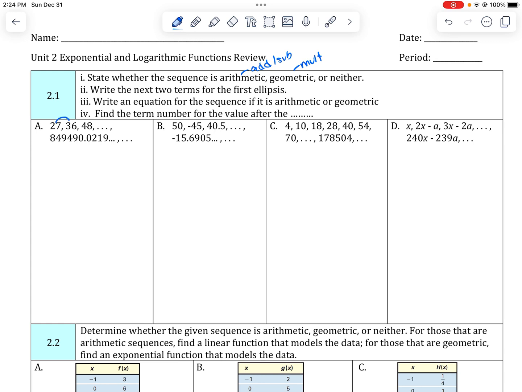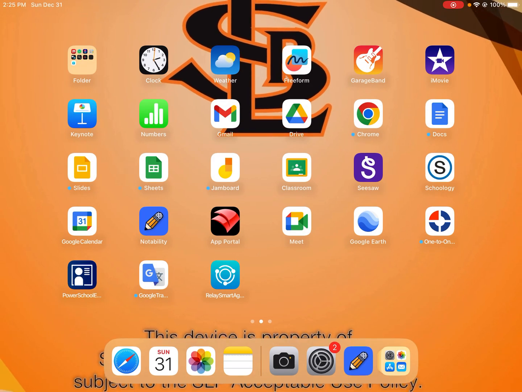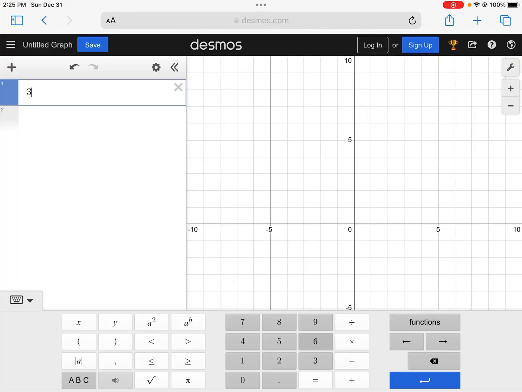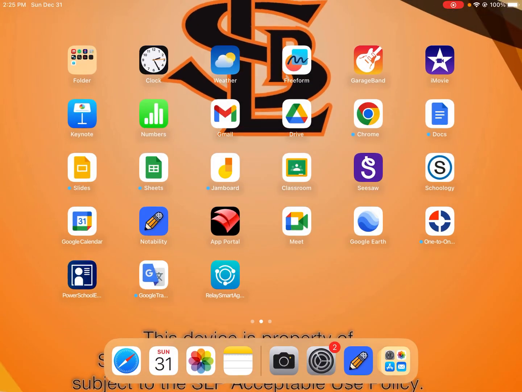So 27 to 36 is adding 9. 36 to 48 is adding 8. So that's not constant, so it's not arithmetic. Let's see, what would our ratio be on this one? To find our ratio, we take any term divided by the previous term. So 36 divided by 27 is 4/3. Okay, so let's see if that gives us our next term. So we need to get 48.